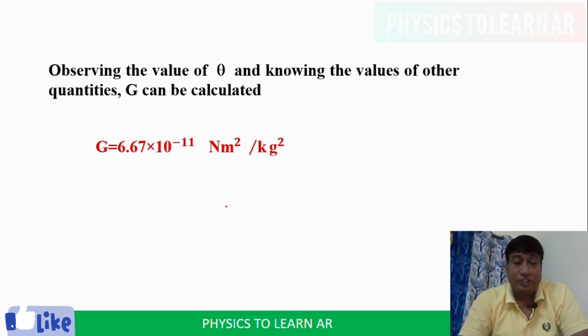That G value, the universal gravitation constant, is capital G equal to 6.67 into 10 to the power of minus 11 Newton meter square per kg square. So with the help of this, we can say this has been explained by the Cavendish experiment.